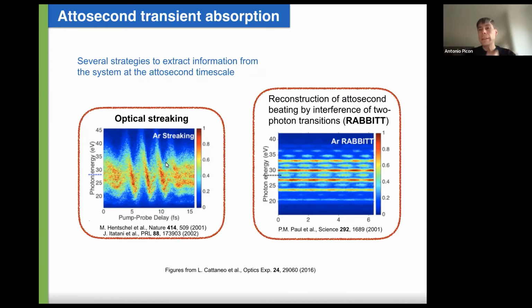Another way is to use RABBITT. It's very similar. Also, you ionize an electron from the system, but now you are in a regime in which you take several harmonics, and then what you observe is interference between the different harmonics. This interference not only gives you information about the photoionization yield, but also the phase, and this can also be correlated with the dynamics of the system.